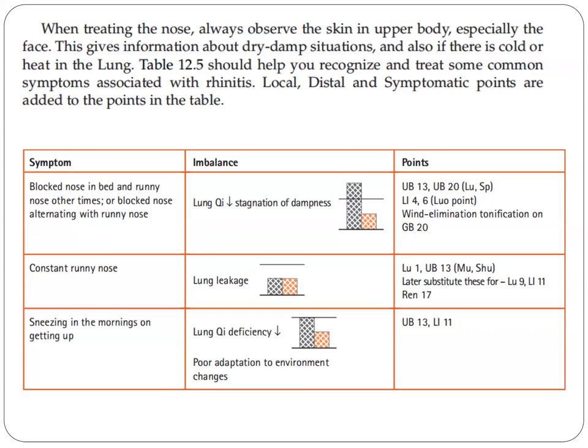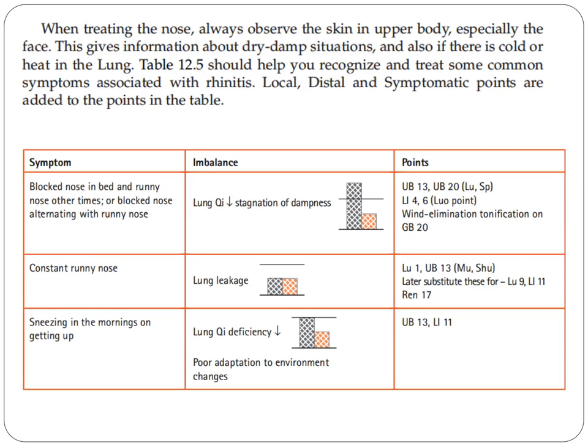Local, distal, and symptomatic points are added to the points in the table. So we have here three columns: one column for the symptom, one for the imbalance, and one for the points. So let's start with blocked nose in bed and runny nose other times, or blocked nose alternating with runny nose.